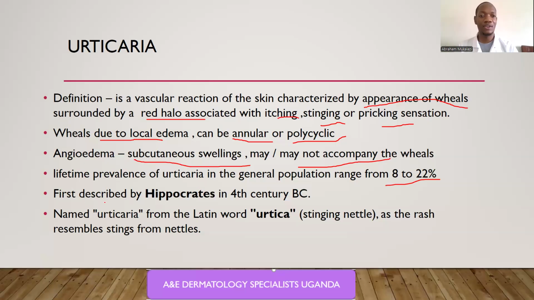It was first described by Hippocrates in the 14th century before Christ, and the word urticaria is derived from a Latin word, urtica, which simply means stinging nettle, a plant that usually gives a reaction on the skin, which gives wheals, and that's where the word comes from.